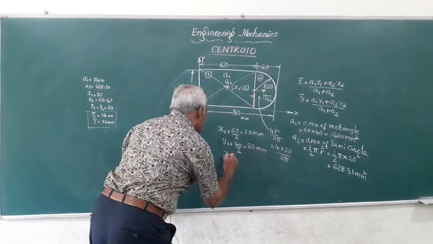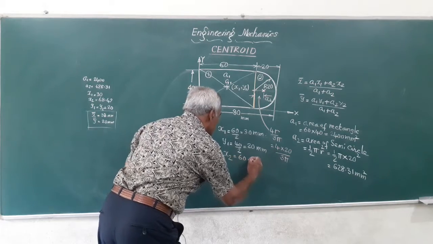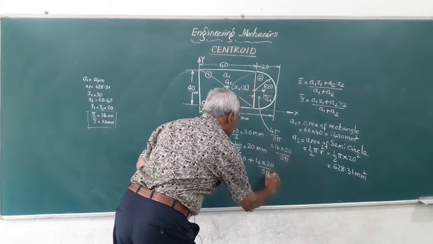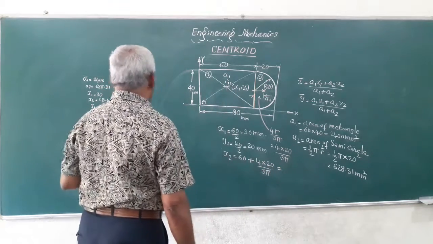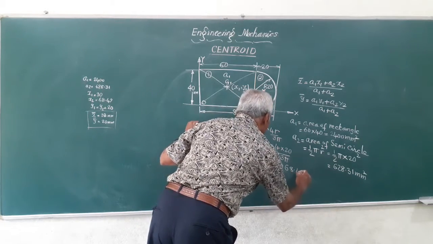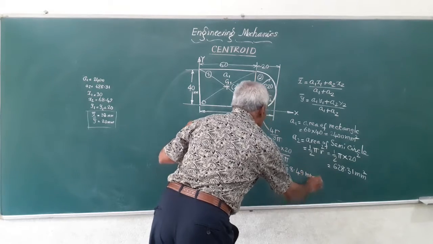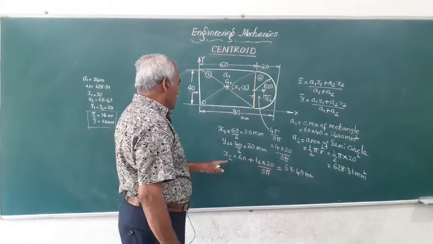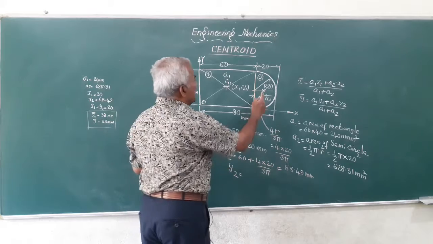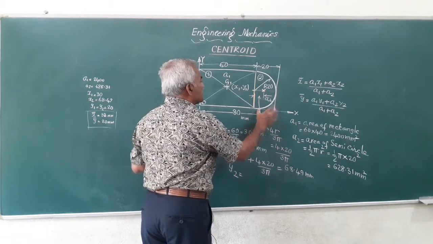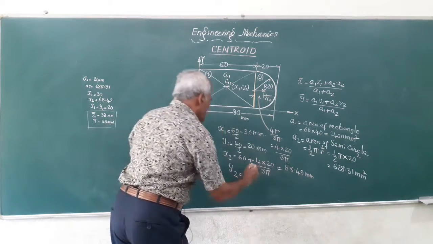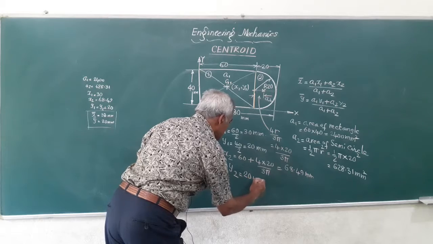So I will write down x2 is equal to 60 plus 4 into 20 by 3 pi. If you simplify, this works out to the x2 value of 68.49 millimeter. Finally, friends, you have to calculate what is y2. y2 is the distance of the centroid of this semicircle from the x-axis, this height. Very obviously this is 40 by 2, so that is going to be 20 mm.